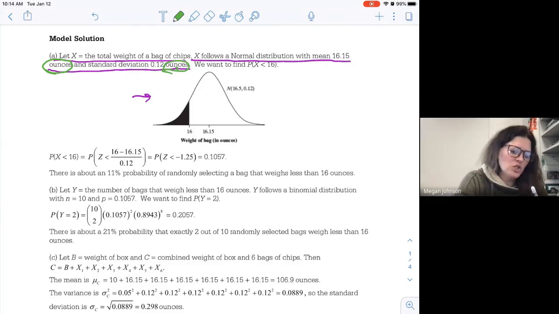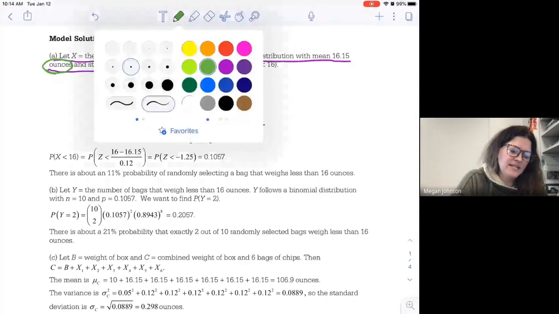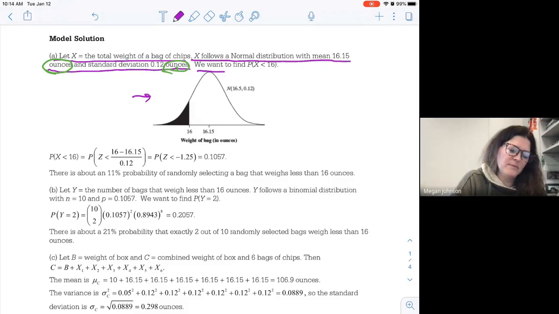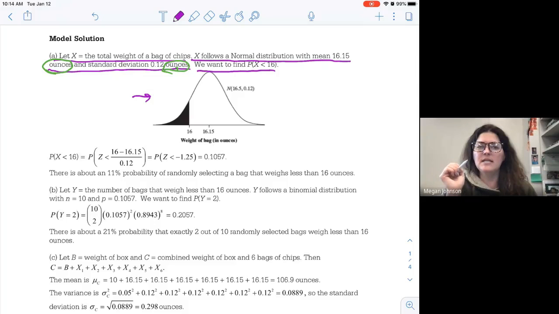Okay, so then they state the question. We want to find the probability that X is less than 16. They put that probability in notation. Also good. College Board likes to see notation.